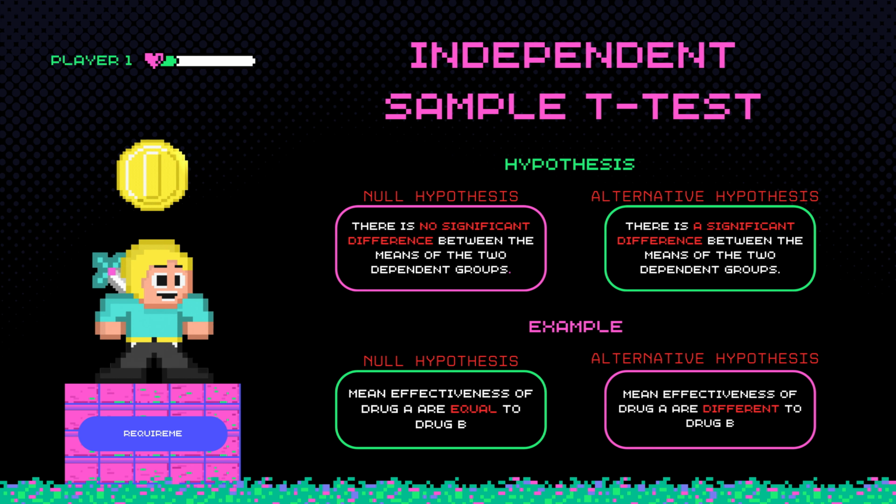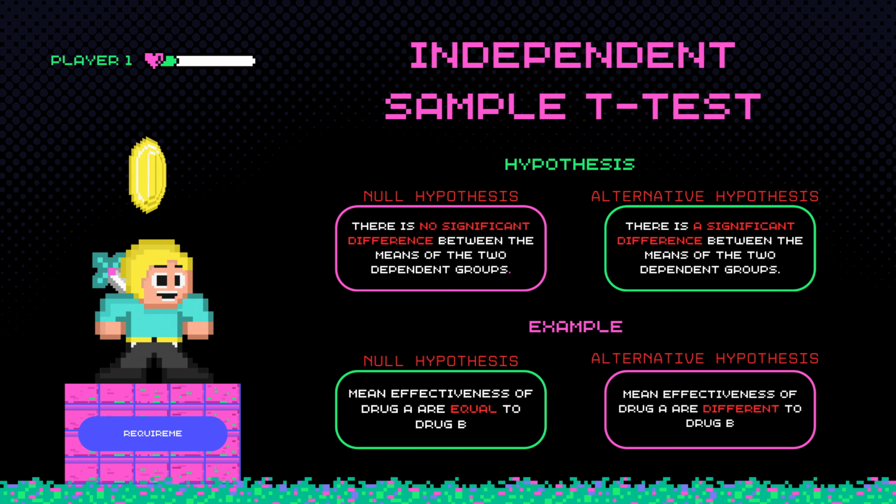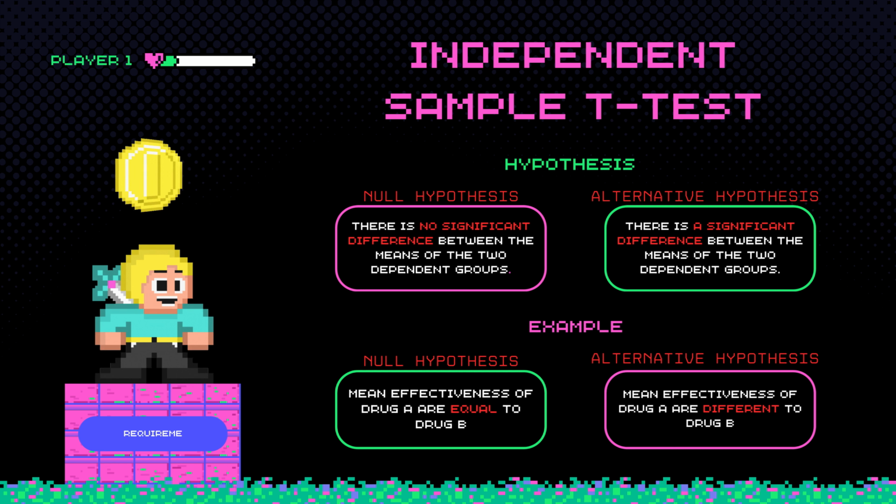Next, here is the hypothesis for an independent sample t-test. The null hypothesis is that there is no significant difference between the means of the 2 independent groups. The alternative hypothesis is that there is a significant difference between the means of the 2 independent groups, whereas the null hypothesis for the example means the effectiveness of drug A is equal to drug B, while the alternative hypothesis means the effectiveness of drug A is different to drug B.